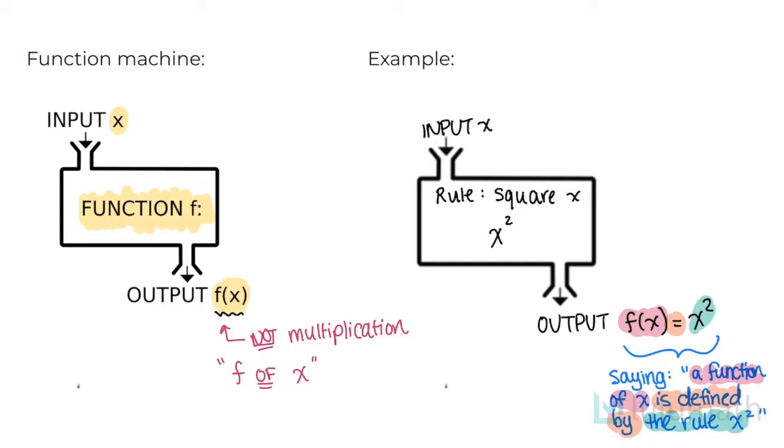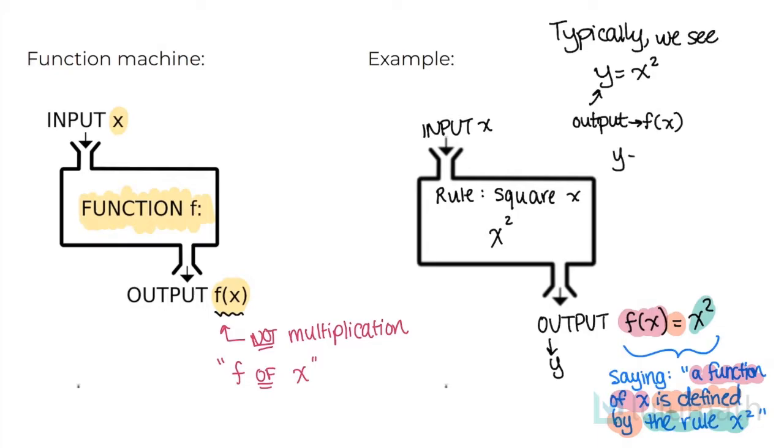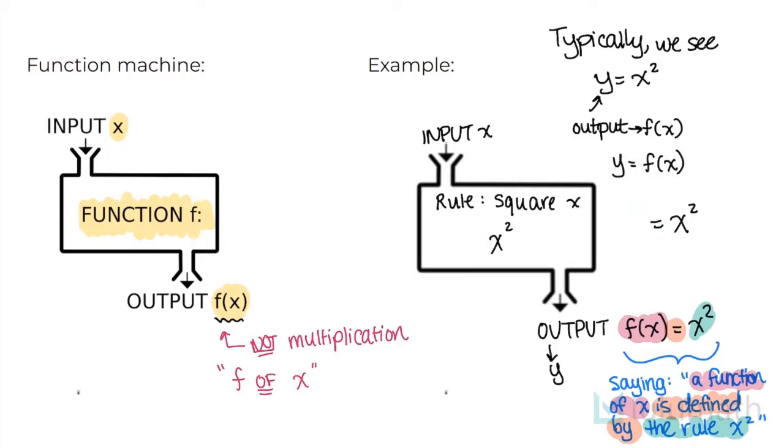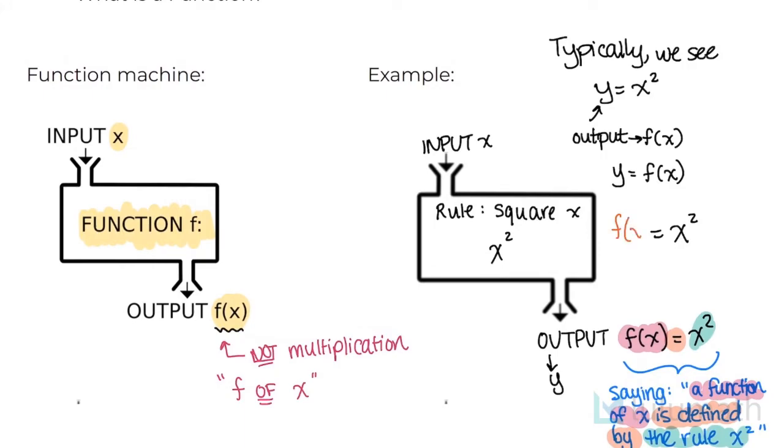Now, typically what we normally see is y equals x squared. And remember, our output is y. So if this is our output, we are now saying f of x. So pretty much y is just equal to f of x. So we can take out this y right here and just essentially replace it with f of x instead. And we're saying the exact same thing. So these two things are interchangeable. Now, why would we do that? You're going to see in the next examples that we have coming up what the use is for saying f of x.